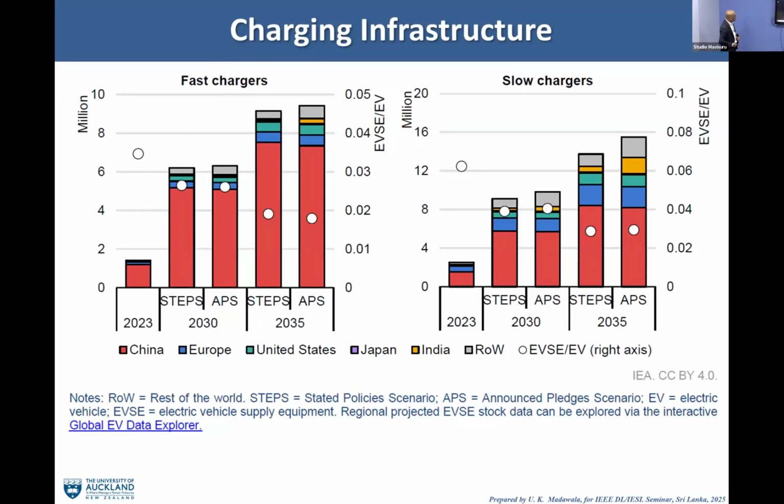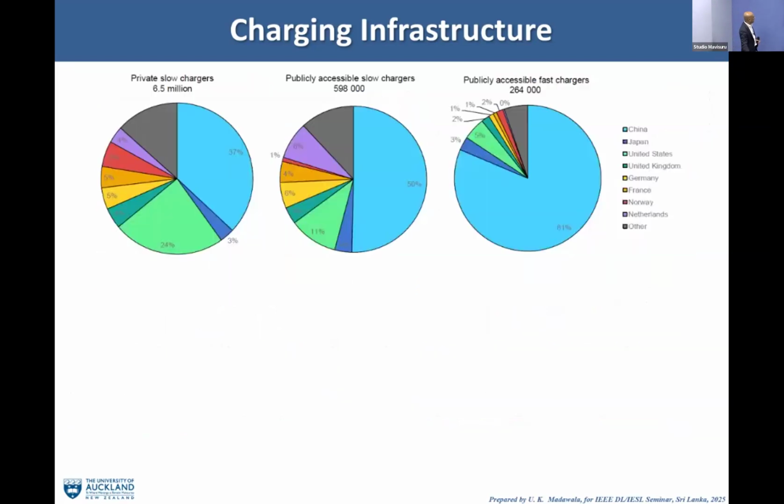You can see in 2023, in these different scenarios, it's just over 0.03. That is the number of fast chargers per electric vehicle. If you go to 2035, it is less than 0.02. That means that we don't have enough chargers, and this is what the prediction is going to be. So we need to do something about it, with fast chargers, slow chargers, and at home. I'll give you another example. I'll look at this one.